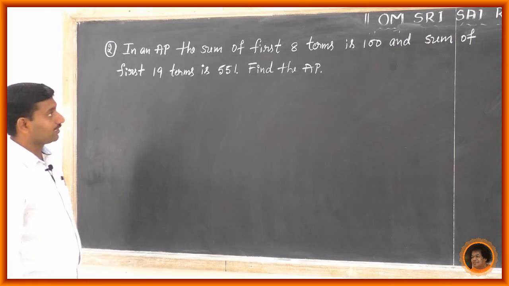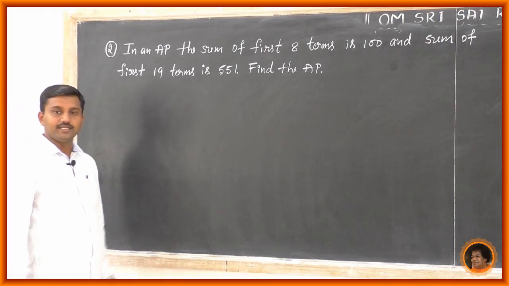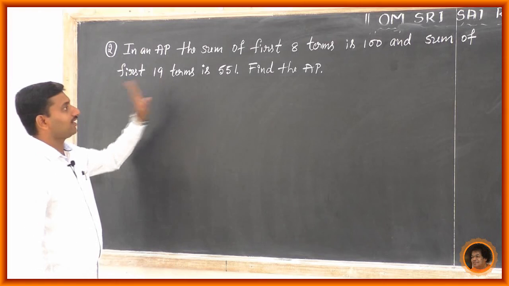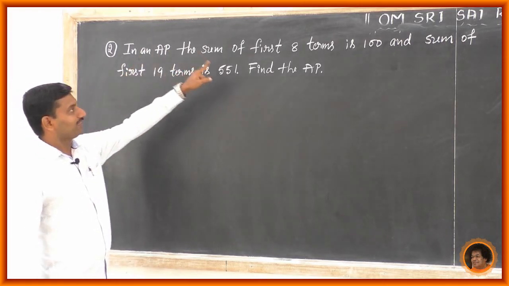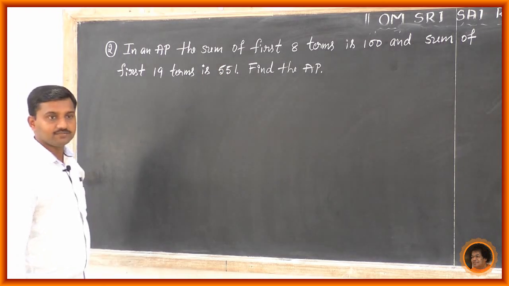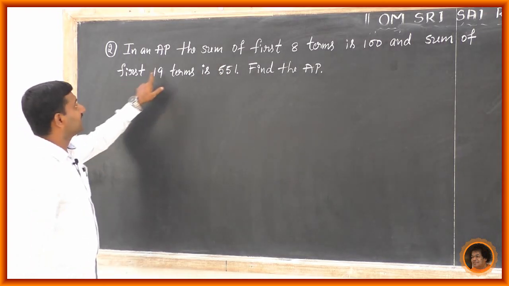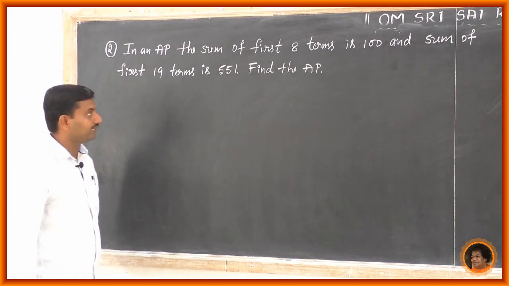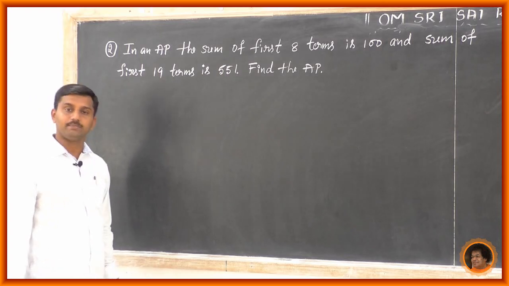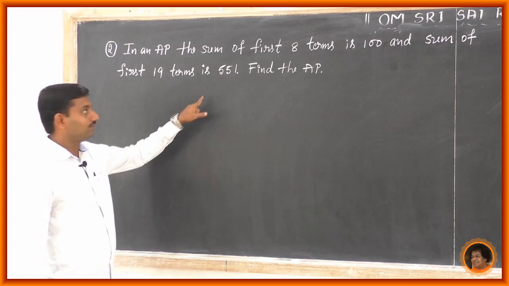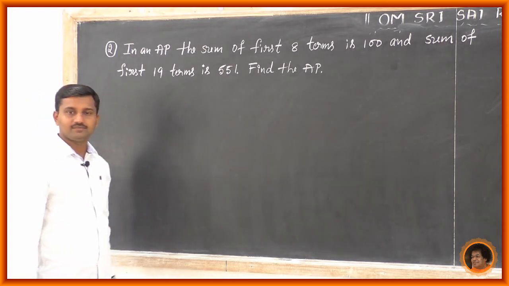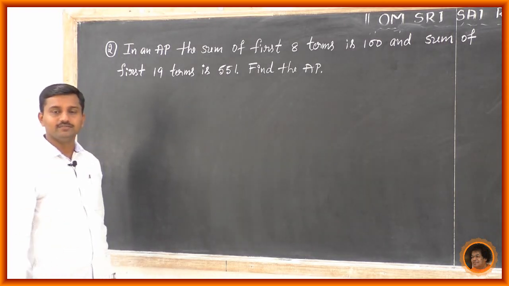Go through the next question. Students, in this lesson, this is the last question. In an AP, the sum of the first 8 terms is 100 and the sum of the first 19 terms is 551. Find the AP. What is the question? Find the AP, or write the AP.